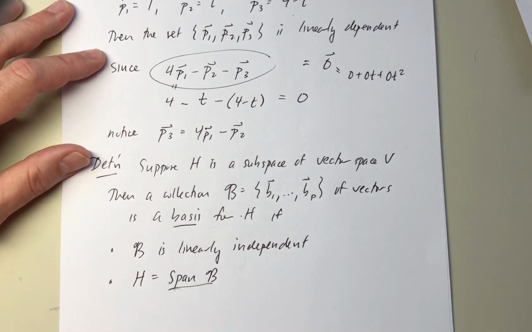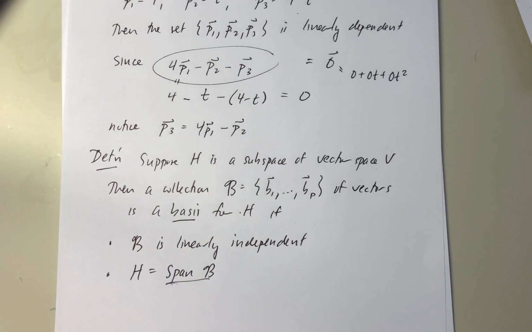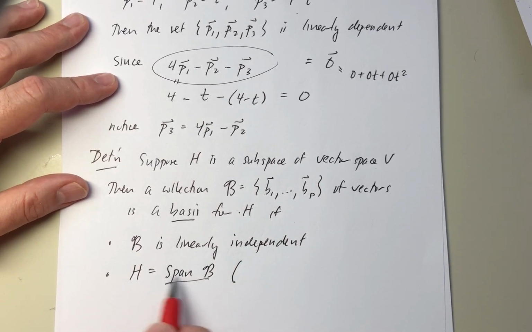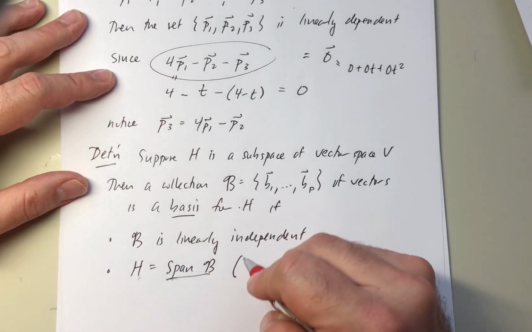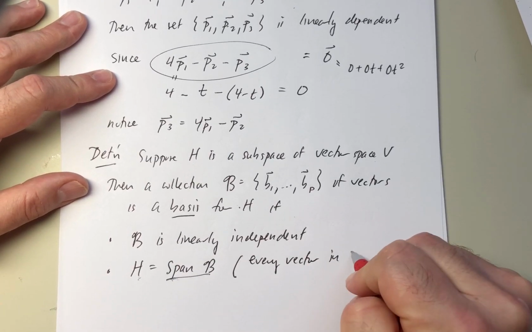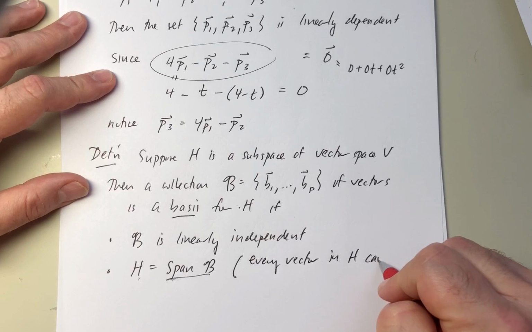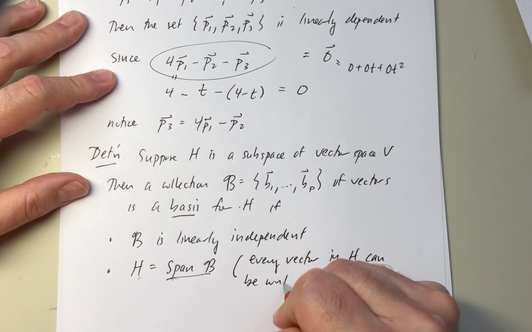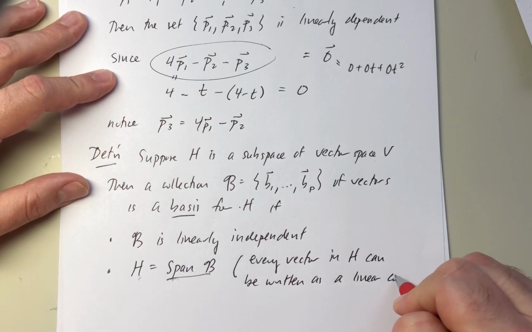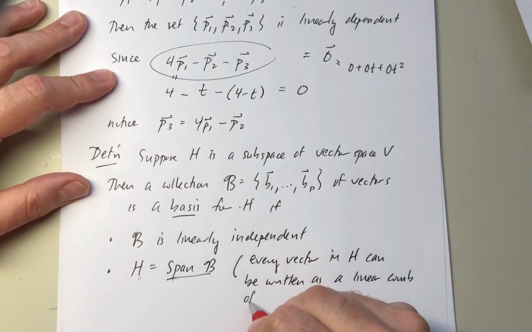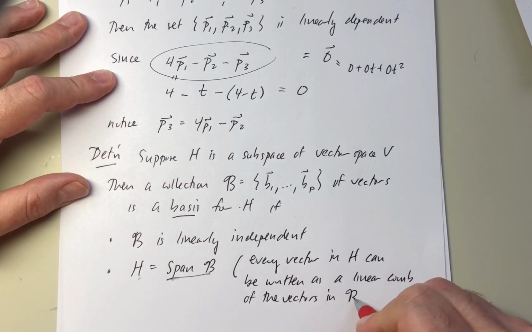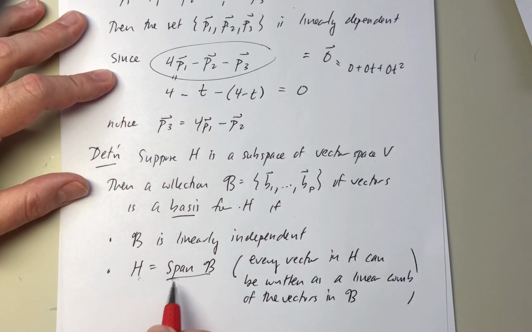So remember, what does span mean? That means all possible linear combinations. So another way to say that H should equal the span of B is to say that every vector in H can be written as a linear combination of the vectors in B. That's the same thing as saying that H equals the span of B.